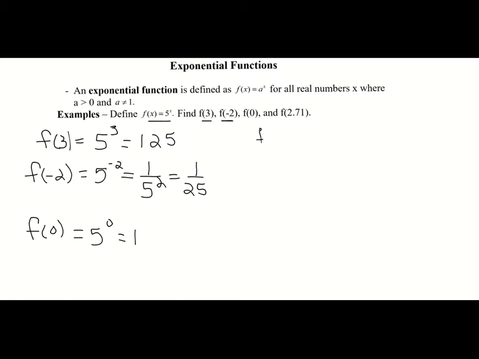And our last one is f of 2.71. So we're going to do 5 to the 2.71 power. Now that's one I don't know off the top of my head. I wouldn't expect you to either. So we are going to go with the calculator and do 5 to the 2.71 power. It's not perfect, it's going to be a nice long number, but I'm going to round to 2 decimal places. So it's 78 and 38 hundredths for that one.